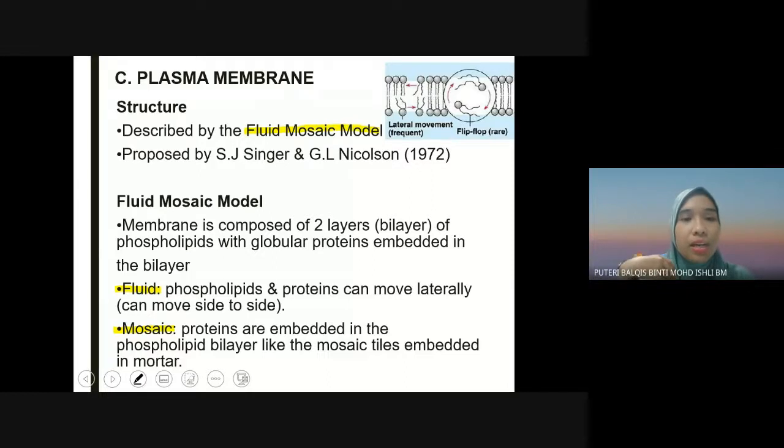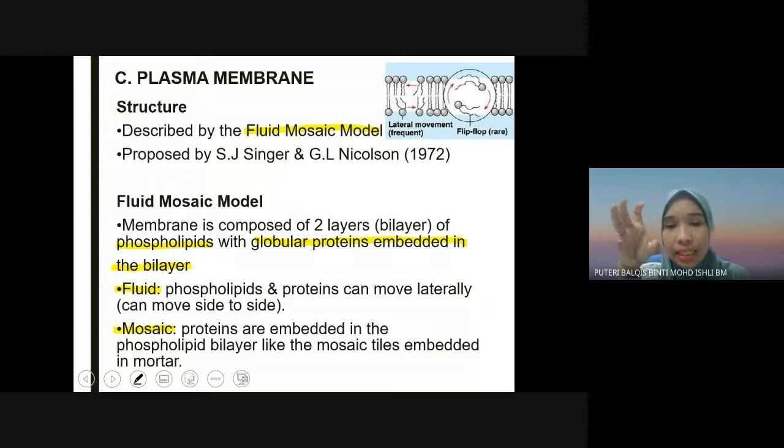Of course, you already learned this in SPM. This is just revision for you. So structure, it is proposed by S.J. Singer and G.L. Nicolson. In the fluid mosaic model, the membrane is composed of two layers, the bilayer of phospholipid with globular protein embedded in the bilayer.